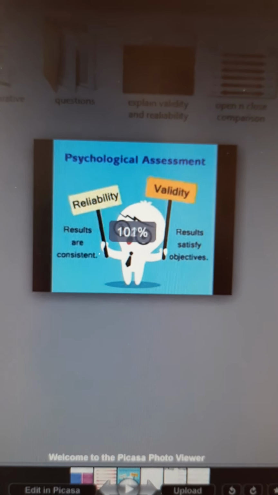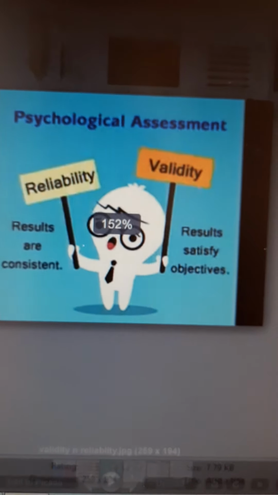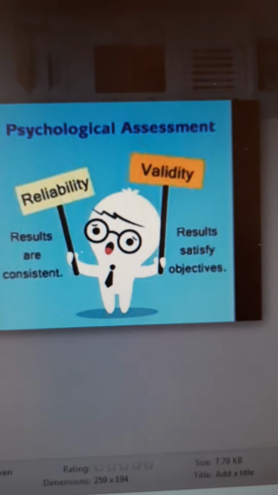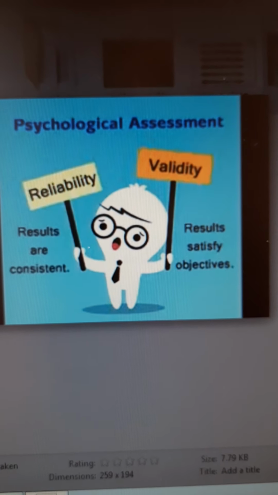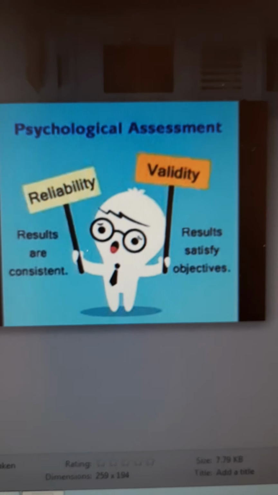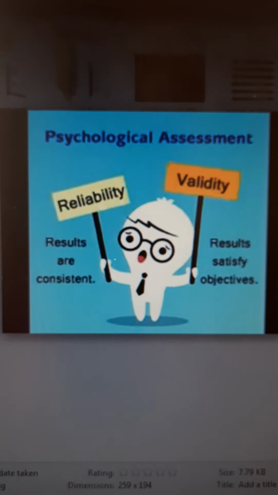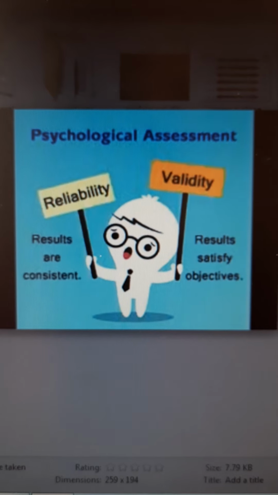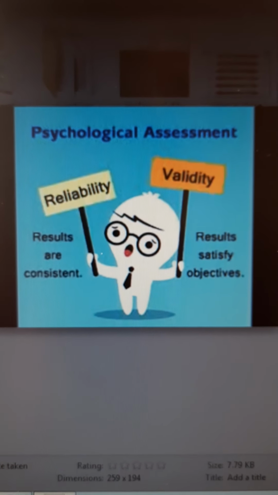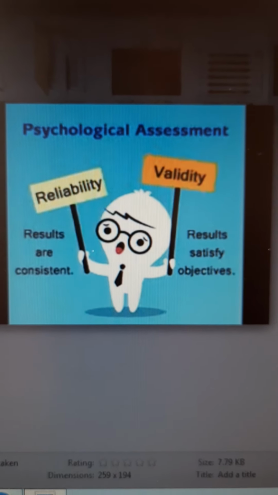Pictorially, you can remember this. Reliability is results are consistent. Validity is results satisfy objectives. Right?